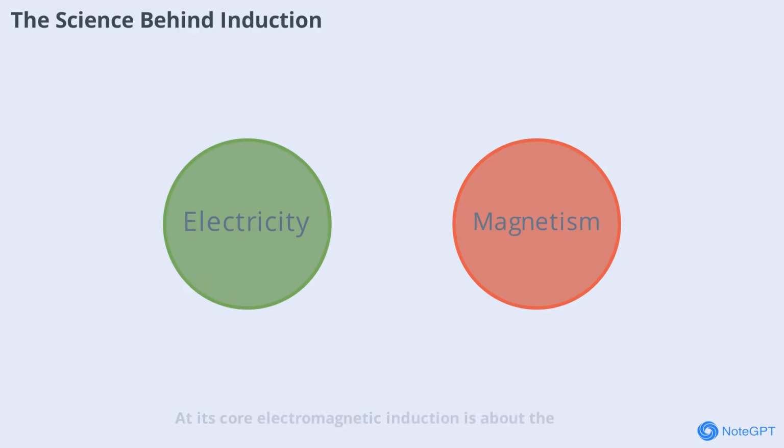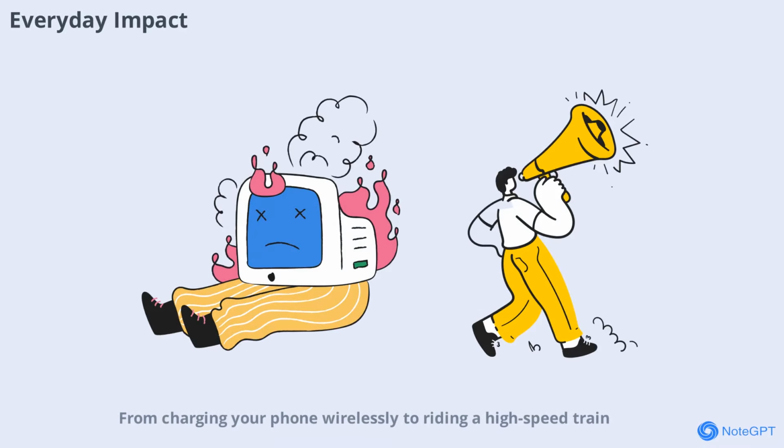At its core, electromagnetic induction is about the relationship between electricity and magnetism. Changing one creates the other, allowing us to generate, transmit, and use electrical energy in countless ways. This interplay is the foundation of much of our modern technology and continues to inspire new inventions. From charging your phone wirelessly to riding a high-speed train, electromagnetic induction touches your life every day. Its applications are diverse, making technology more convenient, efficient, and accessible.